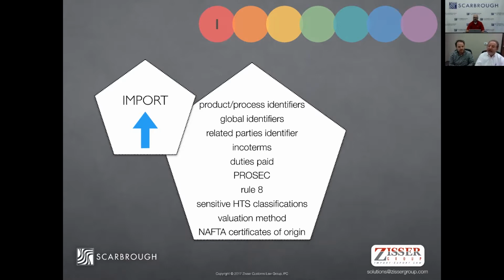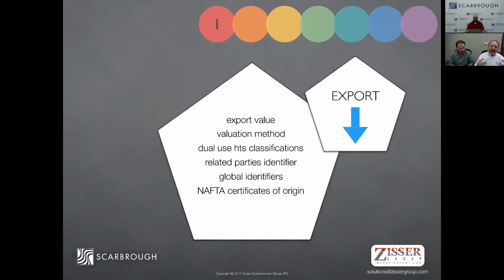And finally, the last thing, of course, NAFTA certificates of origin. If you are claiming NAFTA going into Mexico, obviously, if it's NAFTA eligible, you should certainly be doing that. You avoid all the duties that way. It's easy. You don't have to use PROSEC. You don't have to use Rule 8. You need to have those certificates in place at the time you make the claim. Again, does that exist? Now, if you go to the next slide, we're going to talk a little bit more about the export side.